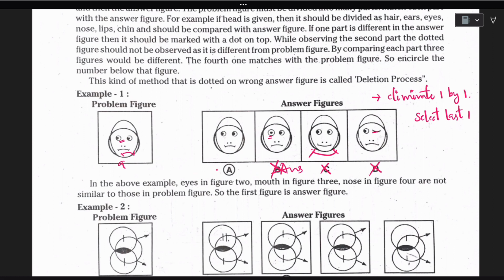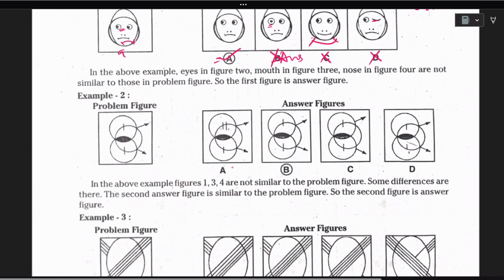So finally we got A. So is this matching the question figure? Is everything else good or not? Check the nose, ears and cap, everything, and eyes. Yes, all of A is matching with the question. So we will be selecting A.